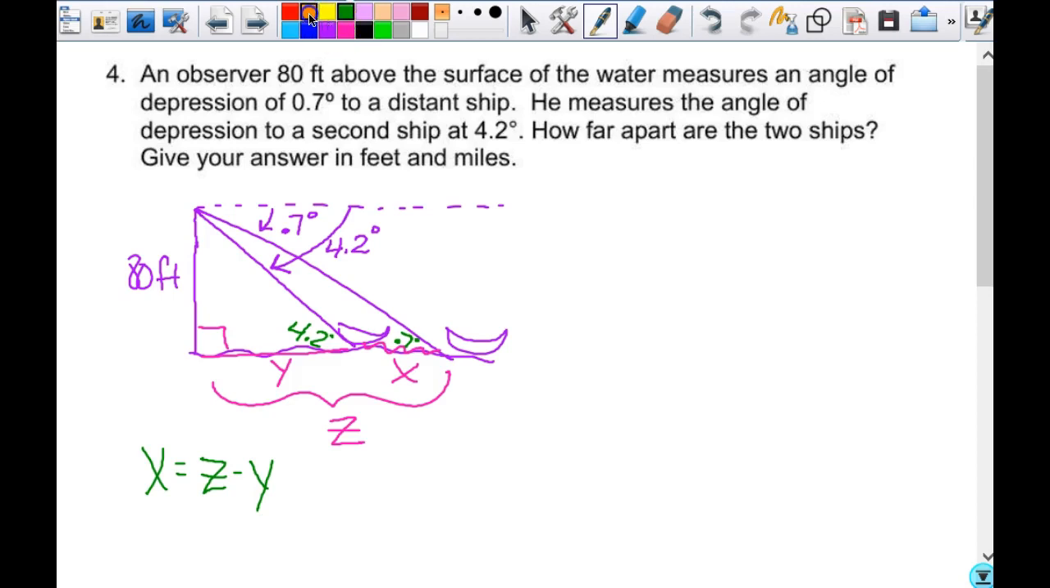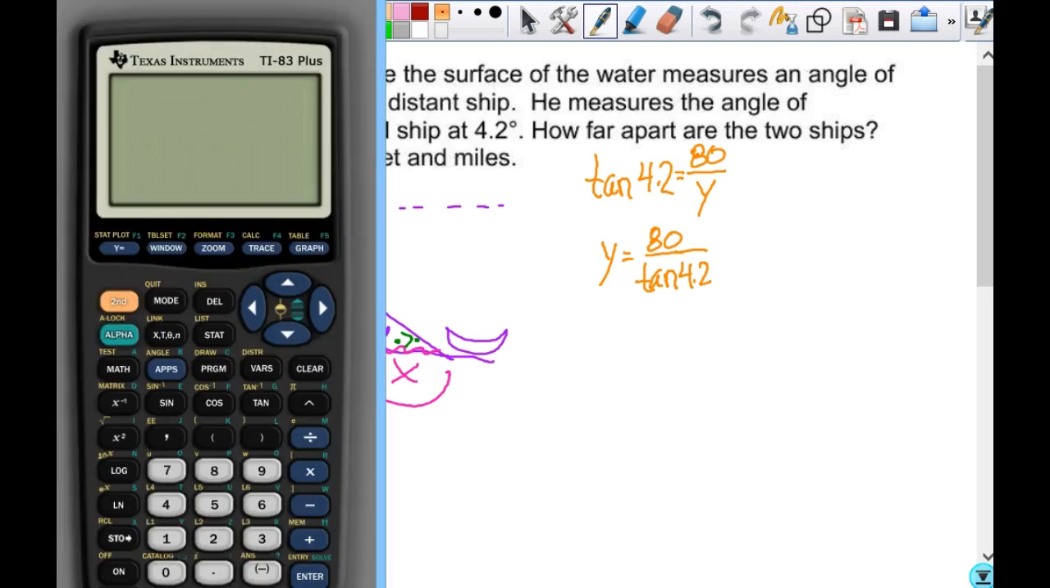All right, so we'll start with these angles. This is the opposite side. For both angles, this is the adjacent side, right? It's not the only one ever used, tangent. It's just what comes up in a lot of these. So the tangent of 4.2 is equal to the opposite, which is 80, over the adjacent, which is y. So y equals 80 divided by the tangent of 4.2. Everybody good with that? So we can go ahead and do it in the calculator.